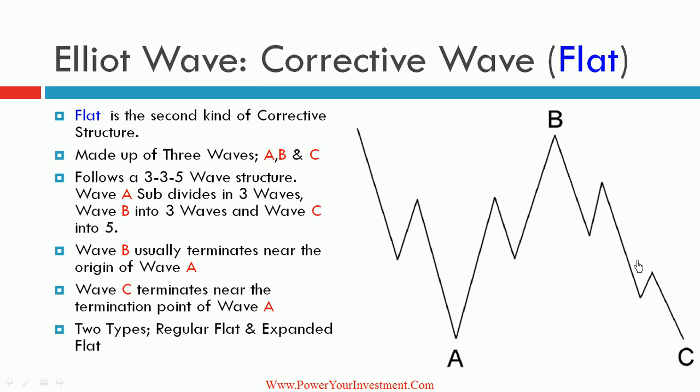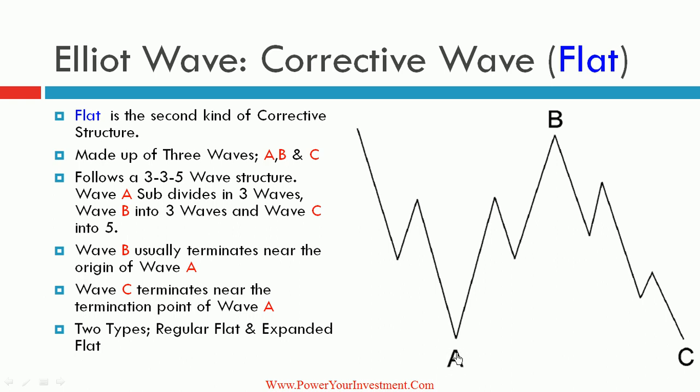Now, there are basically two types of flats. One is the regular flat and one is the expanded flat. The one you're seeing on the screen right now is a regular flat. Now, how do you differentiate between a regular flat and an expanded flat? In a regular flat, wave B usually terminates around the origin of wave A. Similarly, wave C terminates around the origin of wave A.